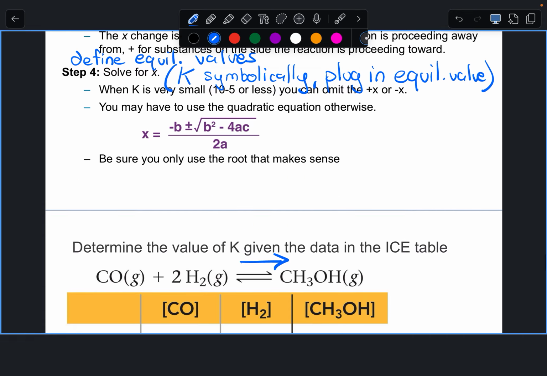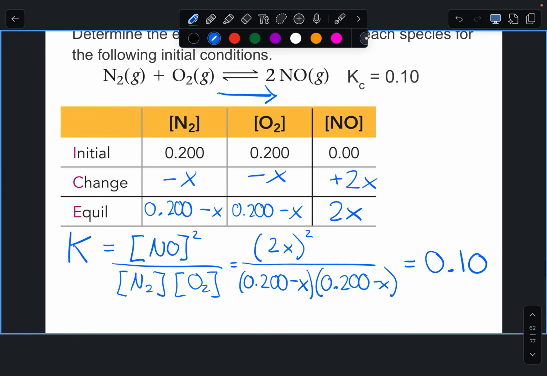Okay, so I finished off the ICE table by defining the equilibrium. Then I wrote out K symbolically: products raised to their coefficients over reactants. And then I plug in these equilibrium values for those different chemicals. So 2x, make sure you have it in parentheses because it's the quantity 2x squared. And then 0.2 minus x for both the ones on the bottom are equal to the K value. That's given up here, right? Kc equals 0.1.